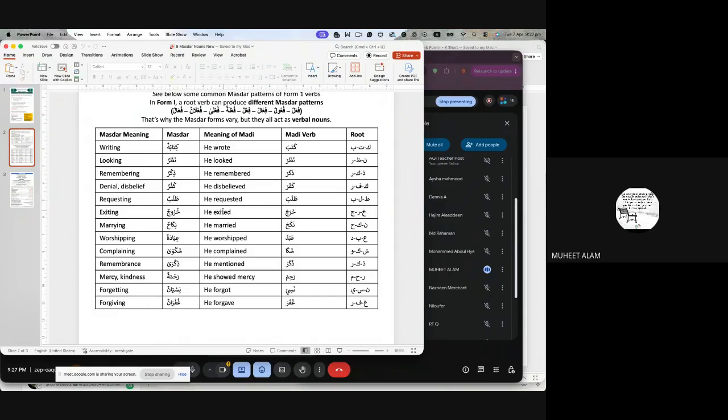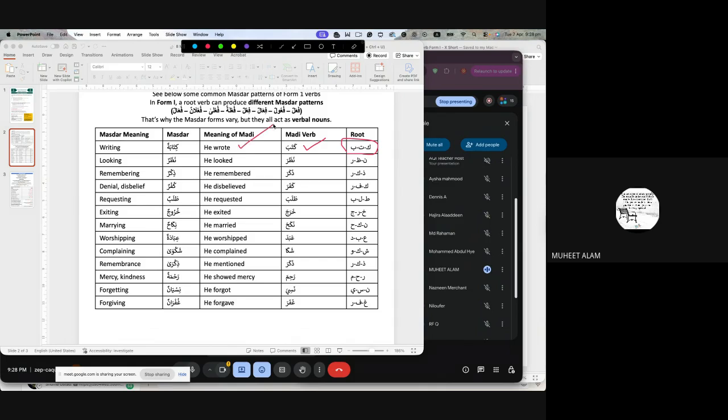So here, as you can see, there is a verb from the root kataba, which is the mazi form and means he wrote. So the masdar of this will be kitabatun, which means writing. Now you can see in the mazi verb kataba, it has an action, which is wrote. It has a doer, which is he, and it also has a tense, which is past tense. On the other hand, the masdar meaning is just writing. So it's just the idea or the concept of writing.